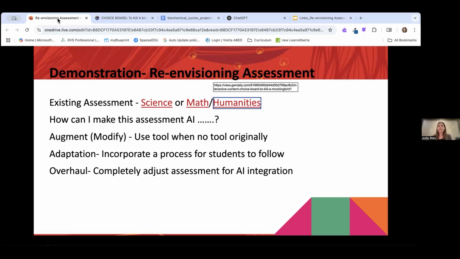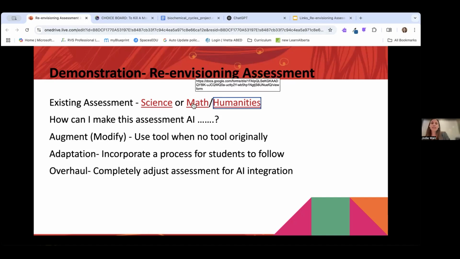Or even looking at an assessment in a specific unit and changing that one assessment in that one unit. This is getting the ball rolling for bigger change over time. And as system leaders, a lot of you are system leaders within your school divisions. What can you put in place to assist teachers with this change?